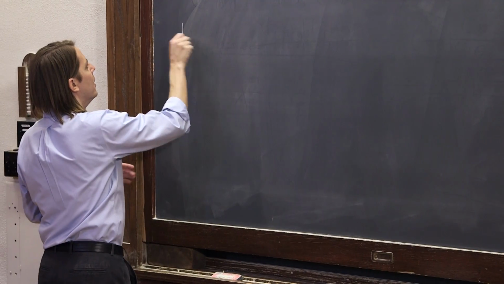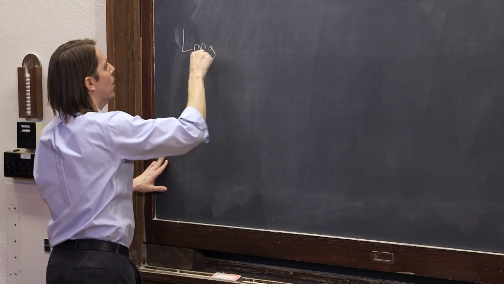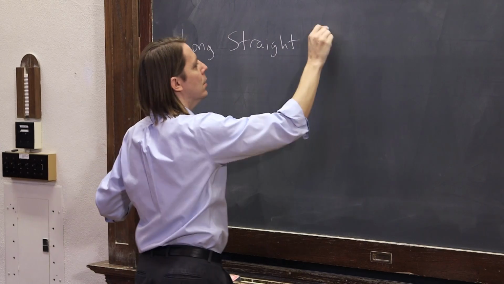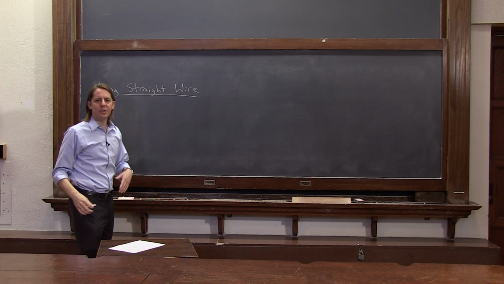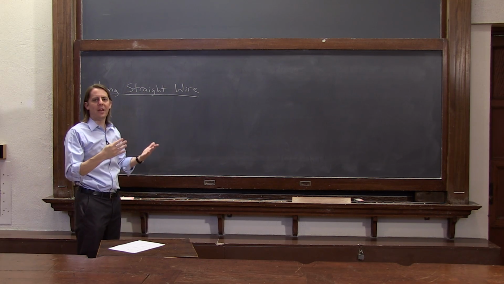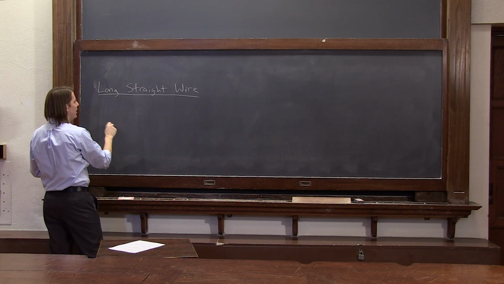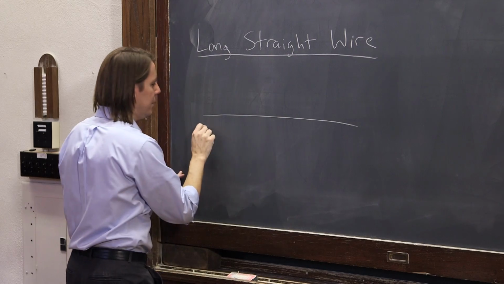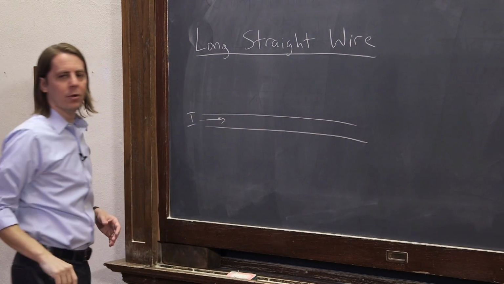So first, let's look at a long, straight wire. And when I'm talking about wires in this section, it's implied that they have a current flowing through them. I'm not going to write out carrying a current every time. So a wire, and of course, it's carrying a current, because that's the whole point. Okay? So here is the wire. It's got a current flowing through it like that.